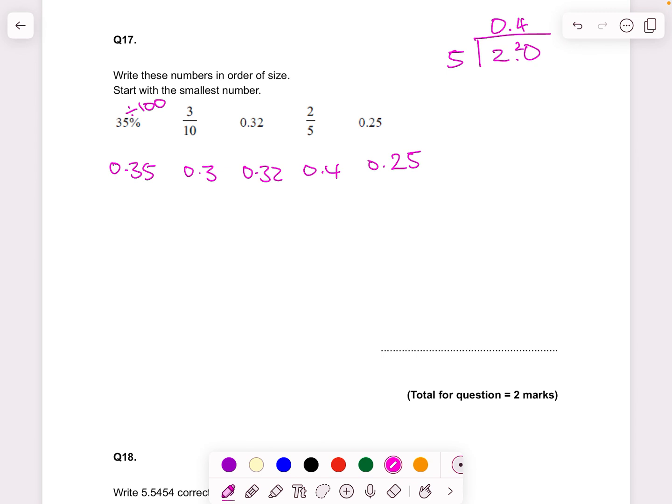So now we put it in order. Obviously the smallest is 0.25, so 0.25. So I'm going to cross that off. I've done that one. The next smallest you can see here is 3/10, which is 0.3. The next smallest is 0.32. Next we've got 35%. And then the largest is obviously 2/5, so that should be at the end.